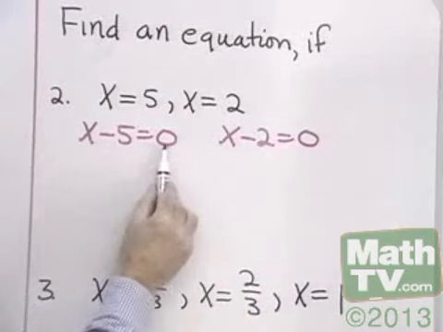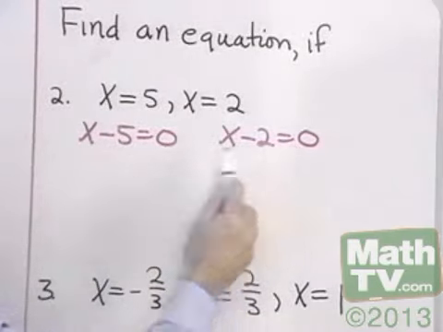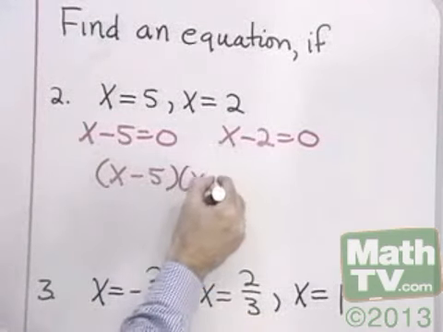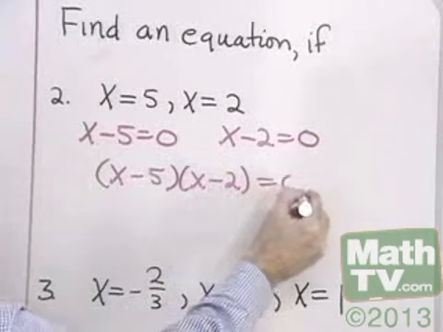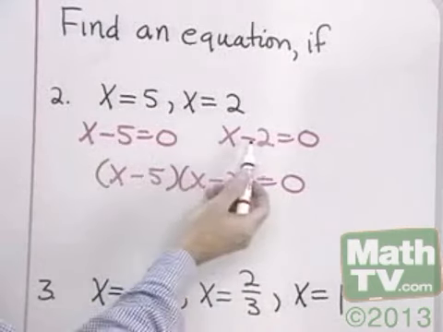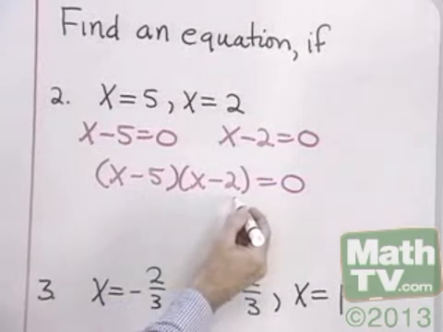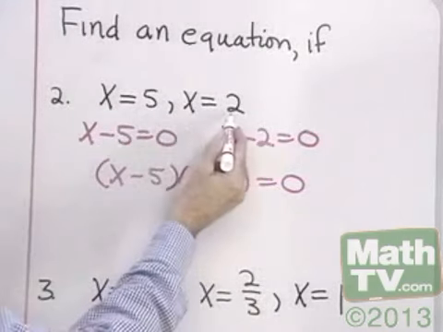Well, if x minus 5 is 0 and x minus 2 is equal to 0, then certainly x minus 5 times x minus 2 is also equal to 0. So if I have two numbers that are equal to 0 and I multiply them, I still get 0. Well, this gives me an equation right here that has solutions of 5 and 2.